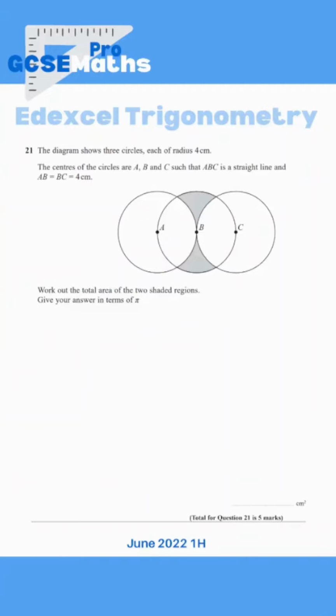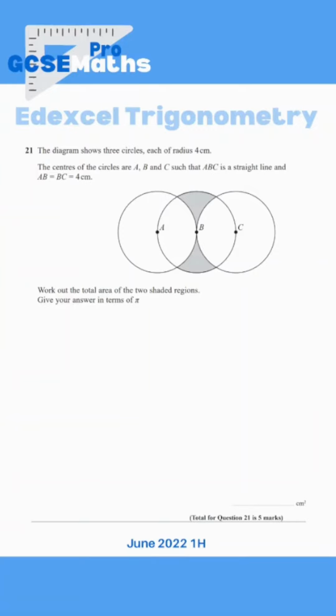Here is one of the hardest Edexcel trigonometry questions. Do you know how to tackle it? So we've got 3 circles, each of a radius 4 centimeters. The centers A, B and C create a straight line basically. Obviously AB is 4 and BC is also 4, that's the radius. Work out the total area of the 2 shaded regions, give your answer in terms of pi.